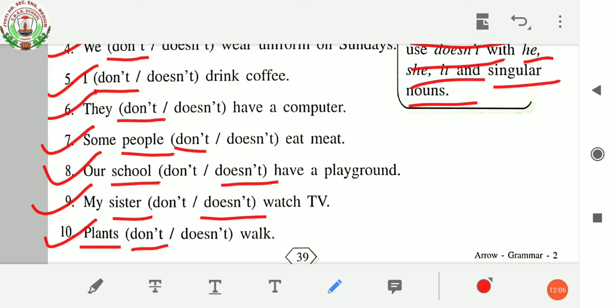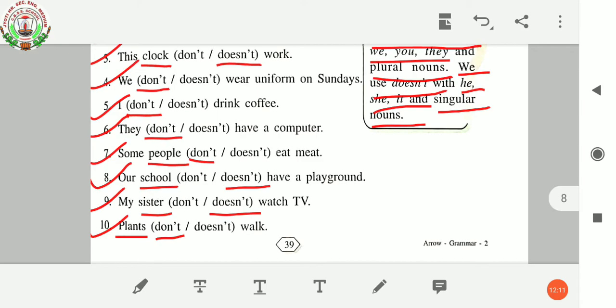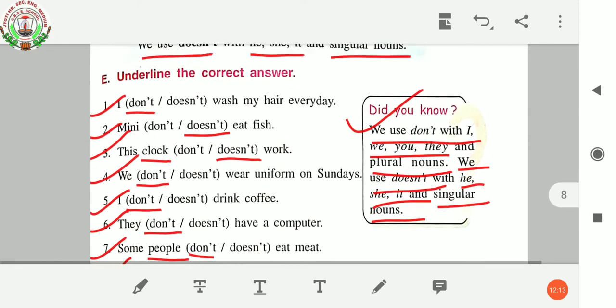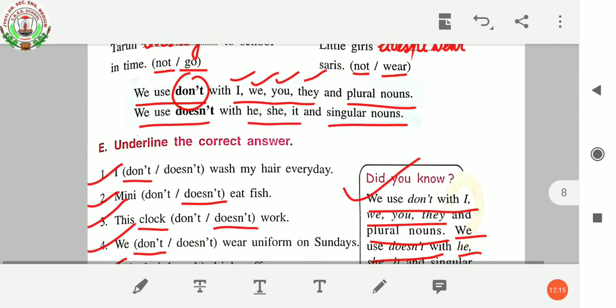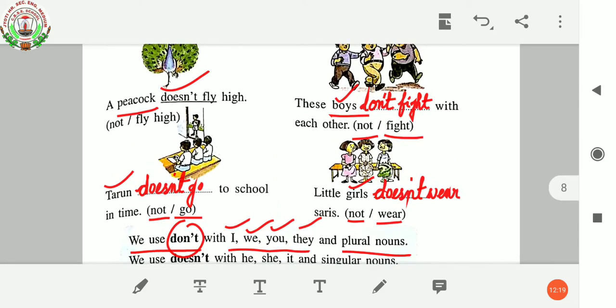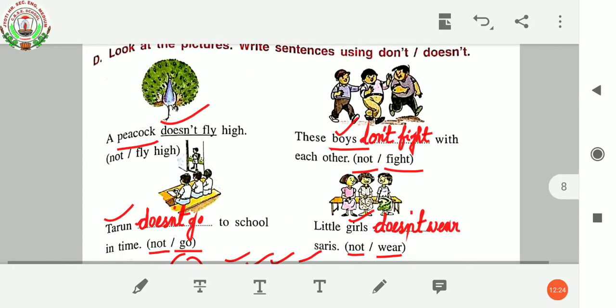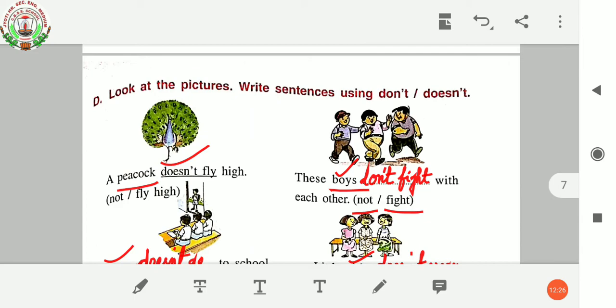So my dear children, this is the way you have to do it in your English grammar book. I have completed questions A, B, C, D and E. So look at the last videos and today's video and complete it in your English grammar book.